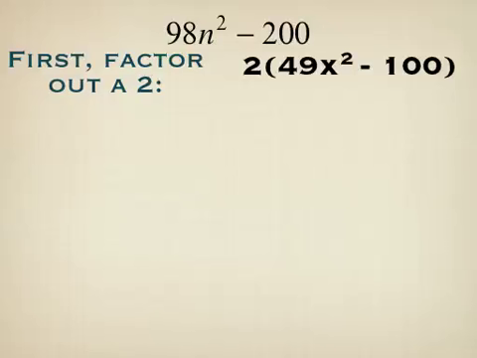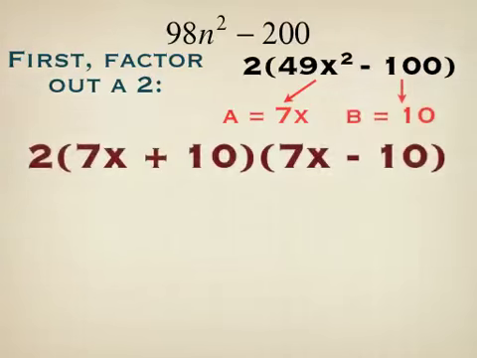Well, 49n squared is a perfect square, and 100 is a perfect square. The square root of 49n squared would be 7n. The square root of 100 would be 10. So I can rewrite this as 2 times 7n plus 10 times 7n minus 10. Just like in the last example, I'm going to check my answer.